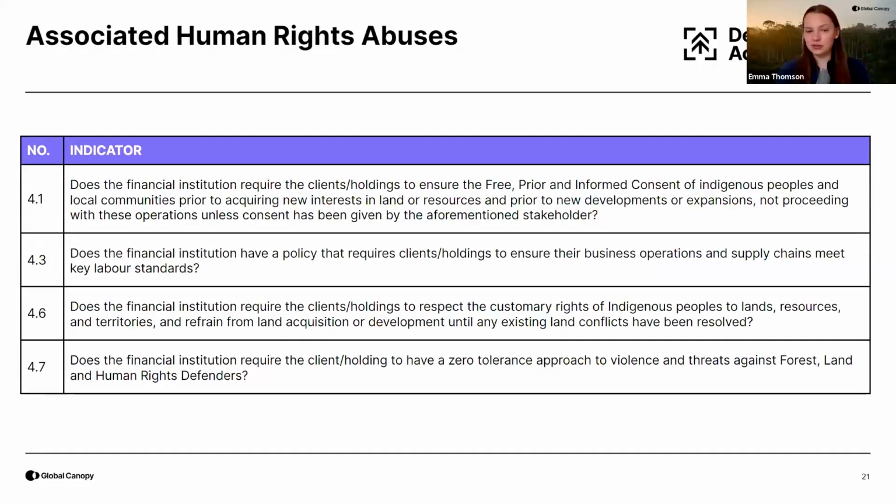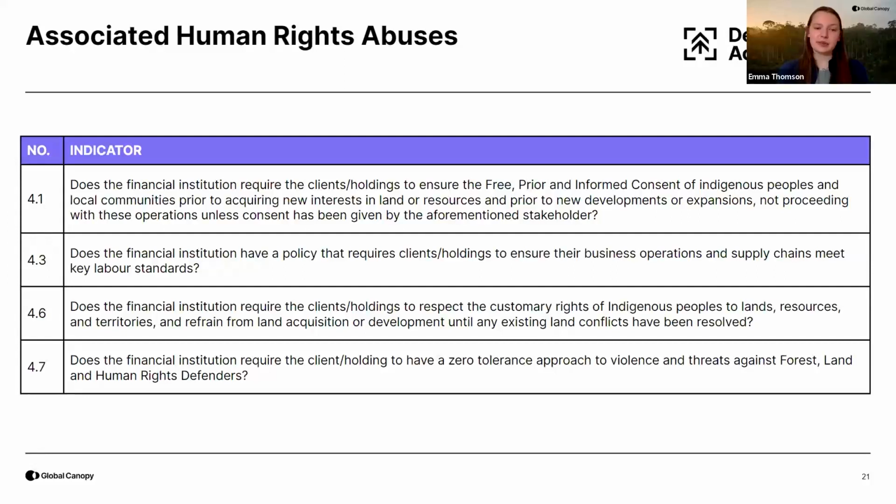The associated human rights abuse section focuses on the human rights abuses most associated with deforestation and whether the financial institution has policies in place to address those issues. The four that I've chosen to highlight here are whether the institution requires clients or holdings to ensure the free, prior, and informed consent of Indigenous peoples and local communities prior to acquiring new interests in land. Whether the institution requires clients or holdings to ensure their business operations and supply chains meet key labour standards. So that's specifically including child labour, forced labour, freedom of association and discrimination that should be covered in that indicator.